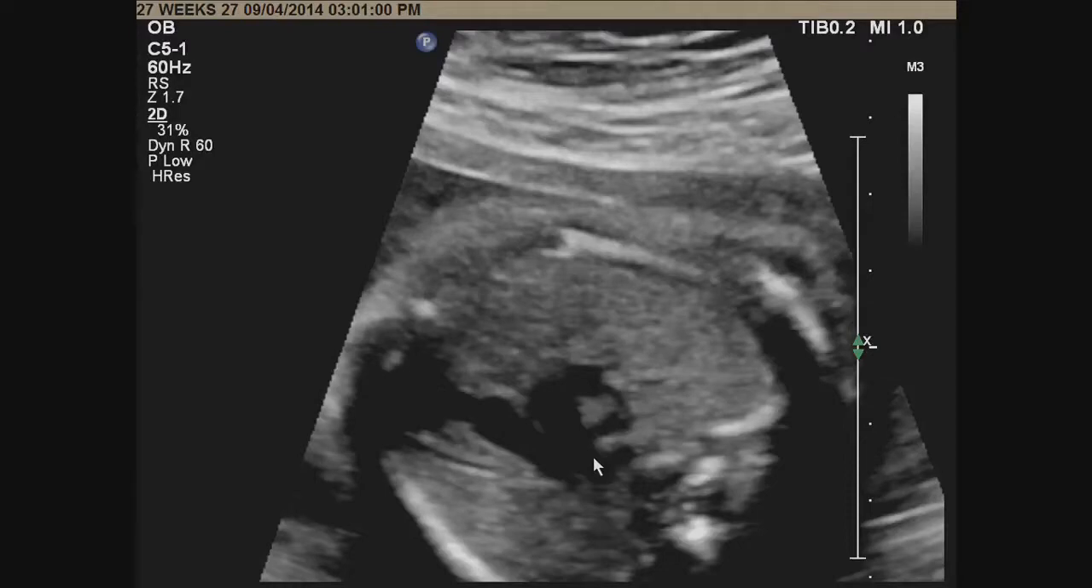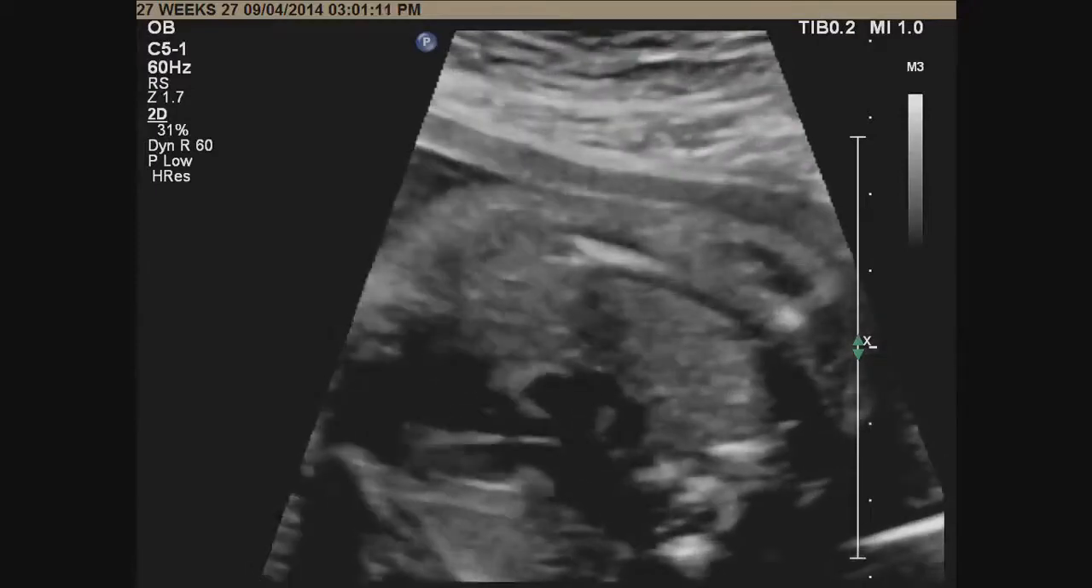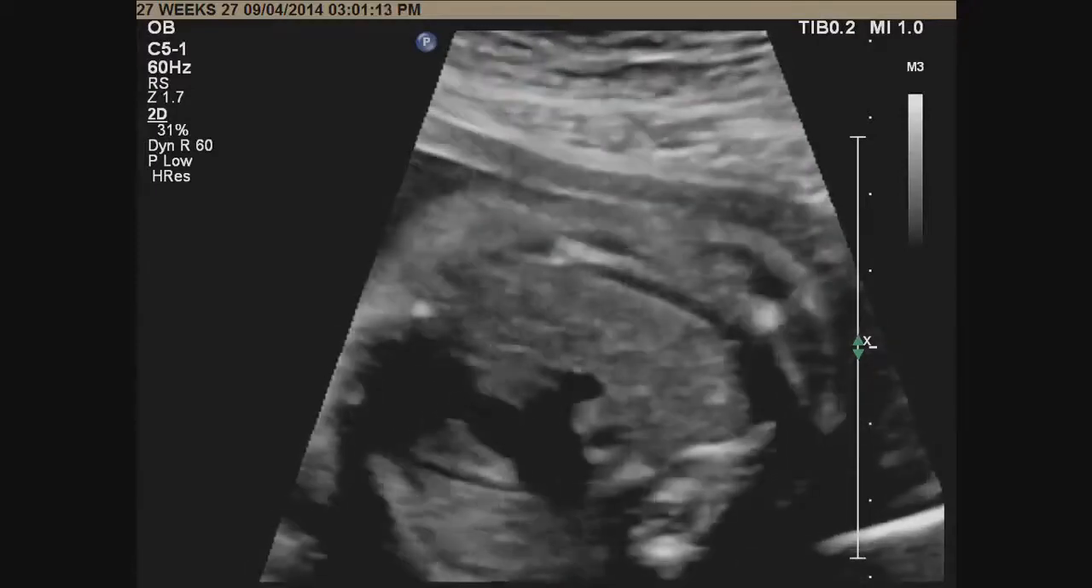You'll see tomorrow when we talk about conotruncal anomalies, this is the view that would allow you to really suspect the presence of transposition, double outlets, tetralogy, and all those. They have special features, and we have a special session to talk about that. And here you see again the relationship.